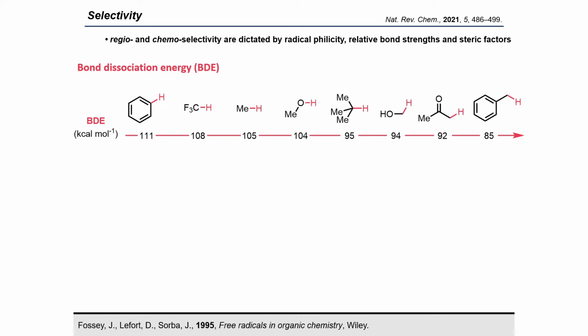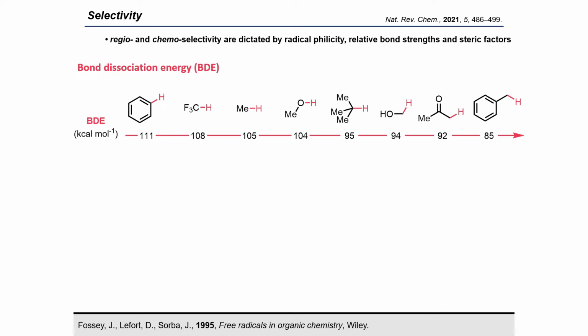Bond dissociation energies are a helpful measure of radical stability and a useful tool when it comes to predicting reaction outcomes. On the screen, you can see a scale of carbon-hydrogen bond dissociation energies. And in general, the lower the bond dissociation energy, the more stable the resultant radical. Many processes rely on this thermodynamic driving force towards stability to generate their desired products.